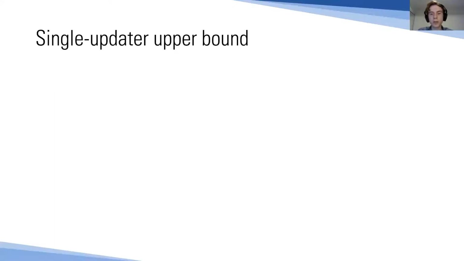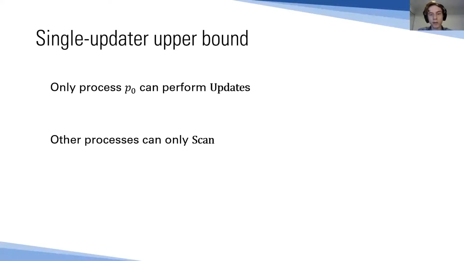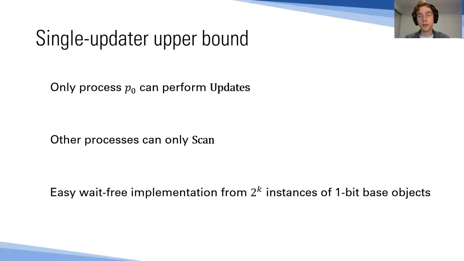We also consider a special class of implementations in our paper called single updater implementations. In a single updater implementation, only process P0 can do update operations, while the other processes can only do scans. In the single updater setting, there's a very easy implementation from 2 to the k instances of 1-bit base objects. So this is better than the general upper bound on the previous slide when n is sufficiently large.